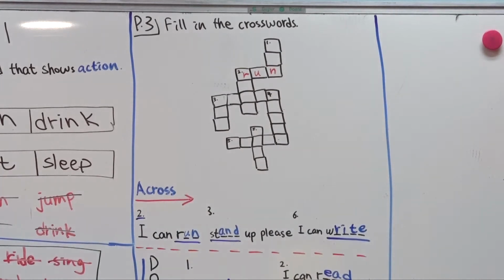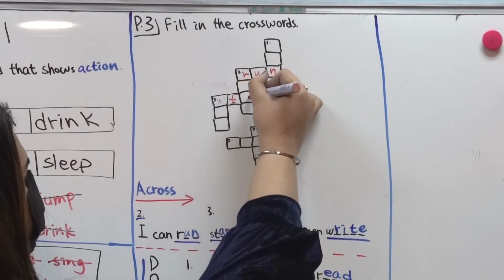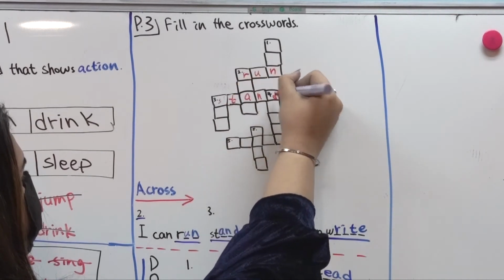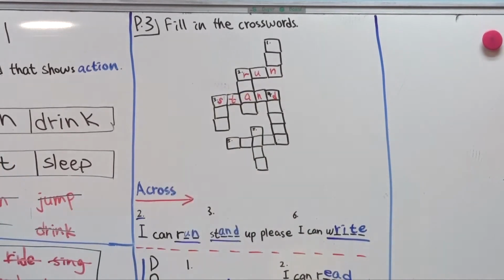Understand? Okay, I hope you understand. Let's look at number 3, across number 3, okay? Across number 3. Stand up, please. The action verb here is, I just underline it for you, that is stand, right? So across number 3, stand. You write here the action verb, okay? The verb, stand. You fill it in, okay? Stand.